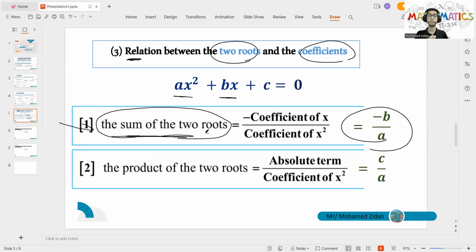The first is about the sum of two roots, but the product of two roots equals the absolute term over the coefficient of x squared.